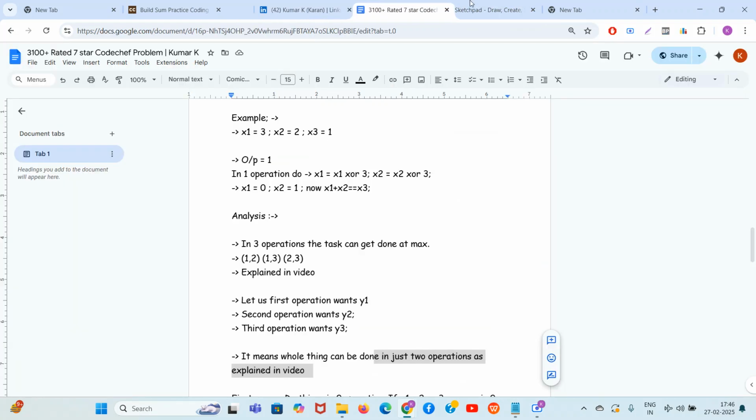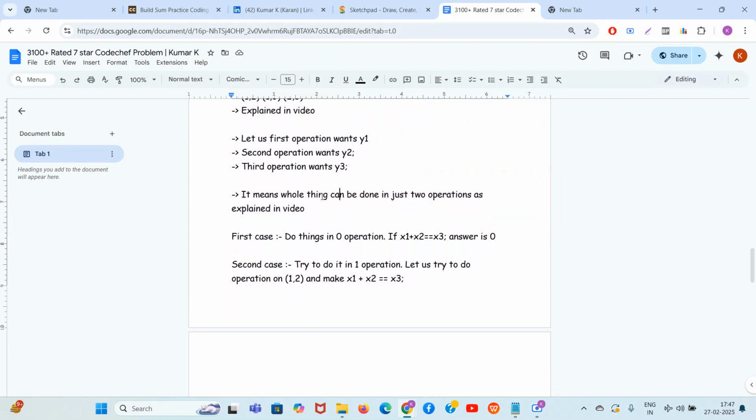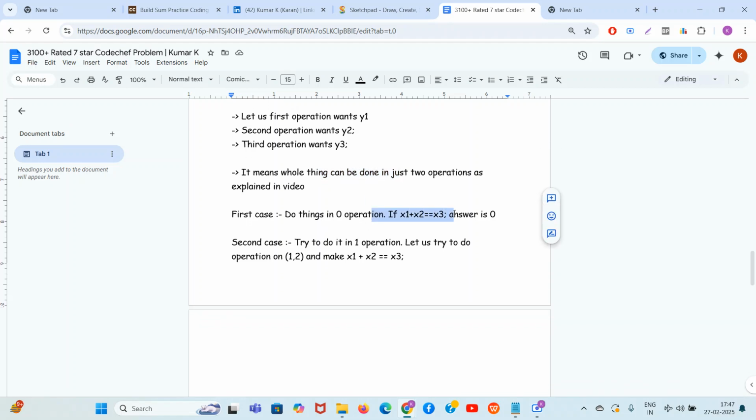So, guys, now if I go below, you understood that the whole thing can be done in two operations also. So it's only three options: zero operation, one operation, two operation. Zero operation case is simple, right? If the sum of x1, x2 is already x3, answer is zero. Let's try for one operation. If you fail to do in one operation, then we'll try for two operation.